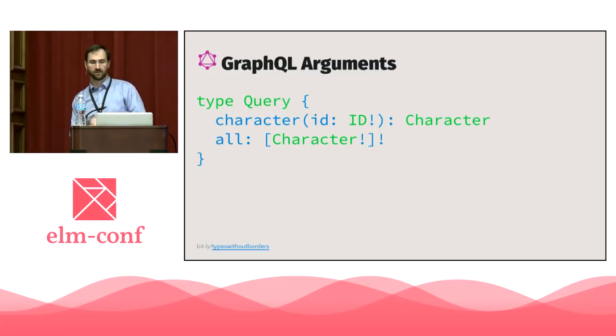You can also represent arguments in a GraphQL API. This is defining the top-level query. A query in GraphQL is essentially like an endpoint in REST. So in this query, character, it has an argument of ID. And you'll notice again that there's an exclamation point after the ID. That just means that's a required argument, not an optional one.